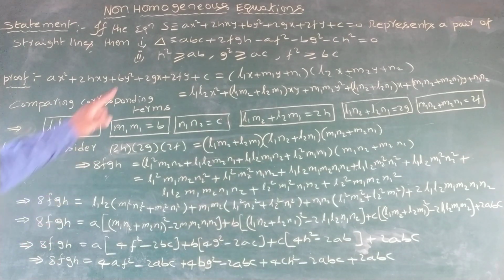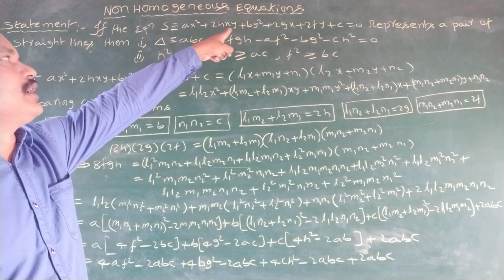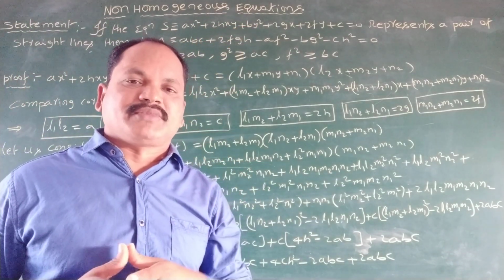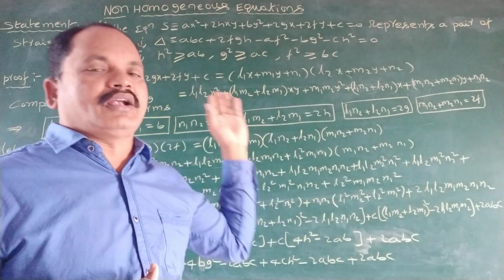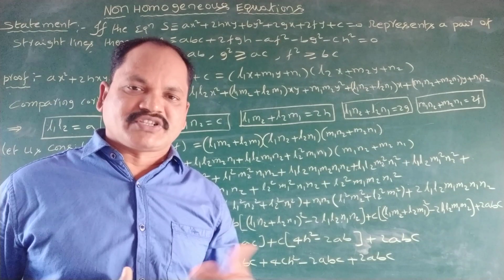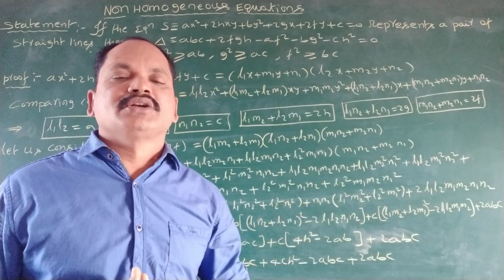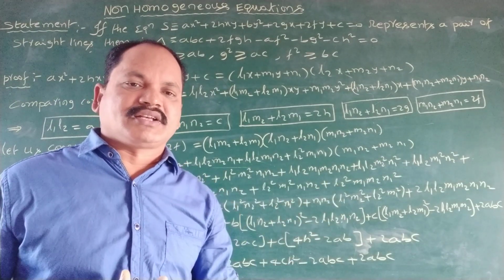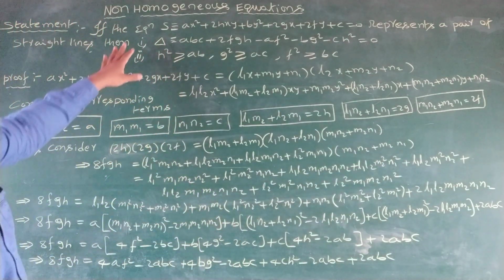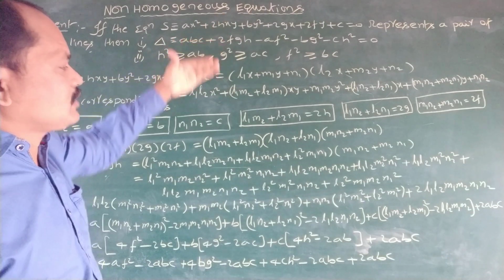Actually, observe, S is the notation of the pair of lines. That means S represents ax square plus 2hxy plus by square is equal to 0, and S also represents ax square plus 2hxy plus by square plus 2gx plus 2fy plus c is equal to 0. That's why S represents notations. In the previous class we already gave the notations, right? So this is the statement. We have to prove this.